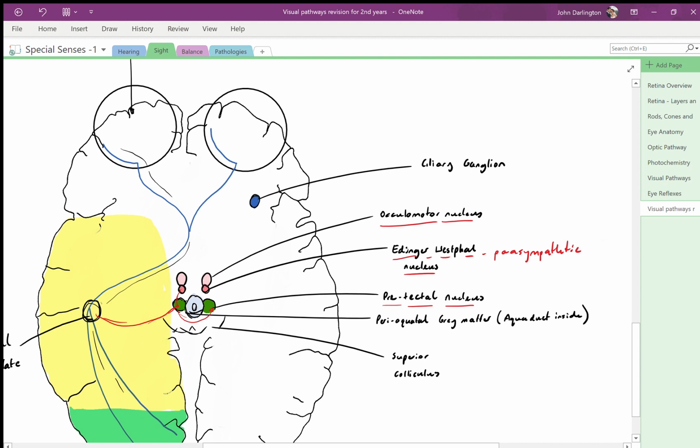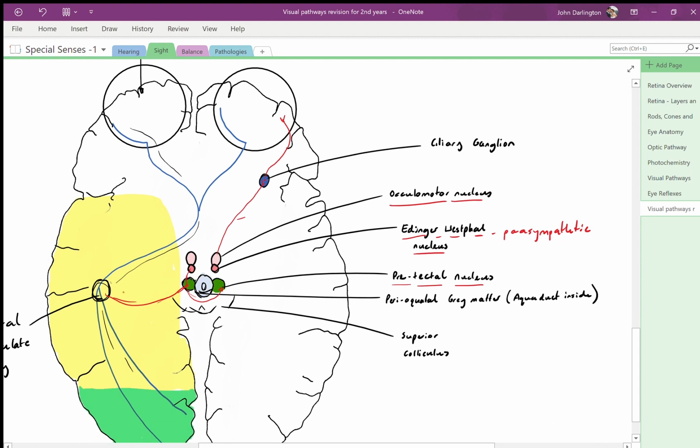And what they do, along with the oculomotor nerve, is go forward. And they go into the ciliary ganglion. So this is actually the preganglionic parasympathetic fiber. They then synapse in here, and then they go forward and go towards the iris, and then cause pupillary constriction. And this is an important pathway to know. Sometimes you can get tested on this.